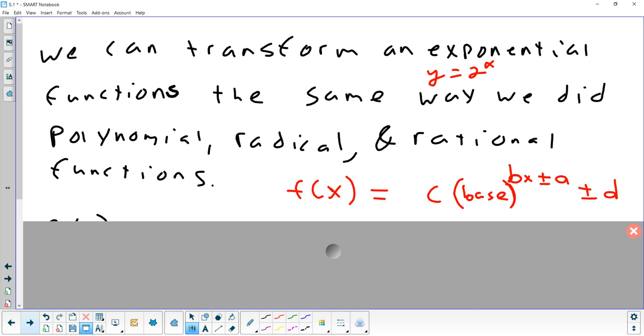So it works exactly the same as every transformation we've studied. Inside the function is horizontal stuff. Outside the exponent is vertical. Adding or subtracting is always a shift. Multiplying is always a stretch. Put a negative with one of the stretches and you cause a reflection or a flip to happen.